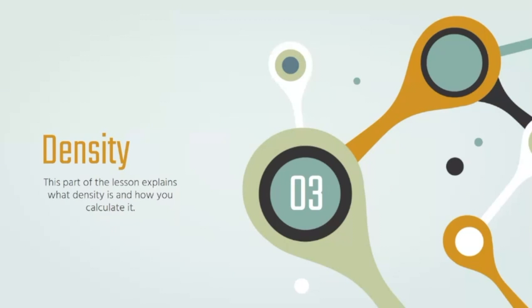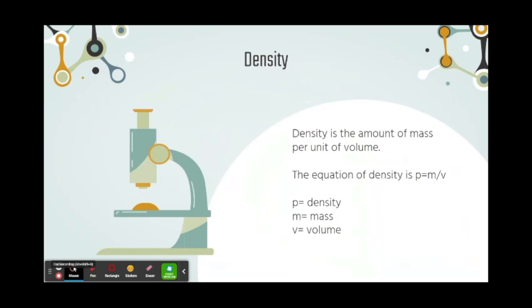Next, we're going to talk about density. This is the part of the lesson where we teach you what density is and how to calculate it. Density is the amount of mass per unit of volume, and the equation for density is P equals m divided by V. P is density, m is mass, and V is volume.